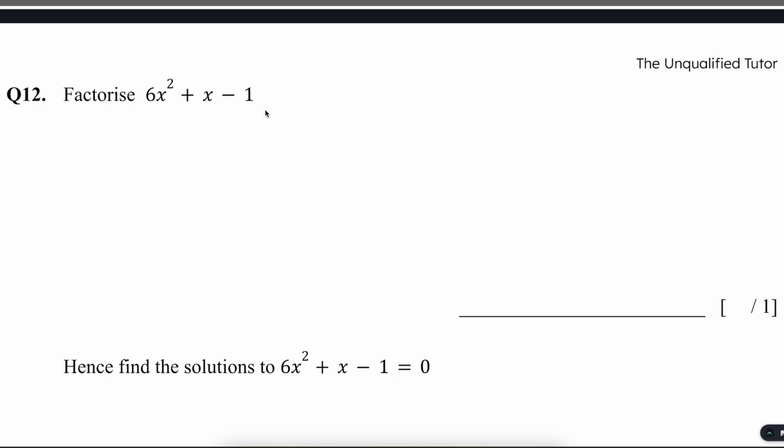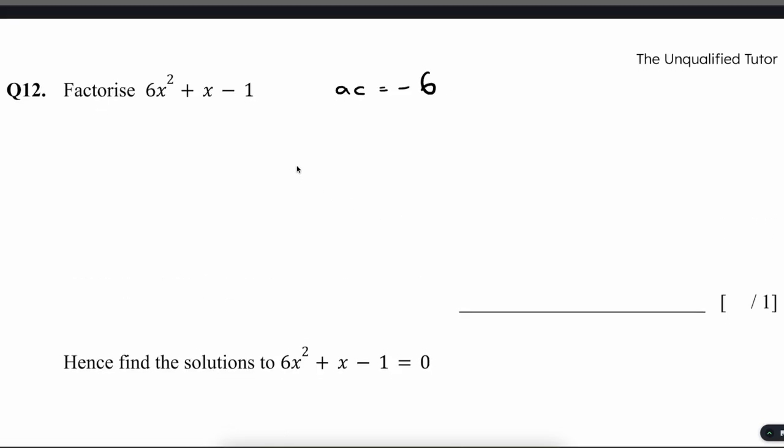So we've got to factorise this. So AC equals minus 6 using the AC method. I'm not going to explain how you do it, just going to go through the process. So you've got 6, we need to make minus 6 plus 1. So that's going to be plus 3 minus 2.